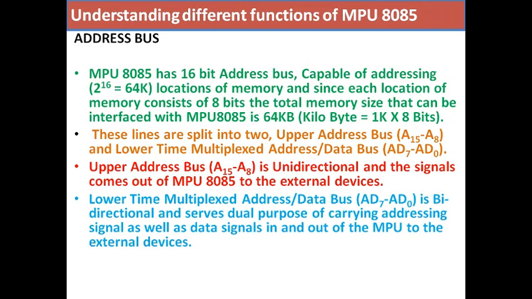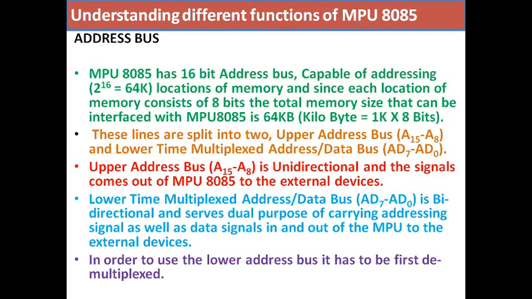But the lower order address bus is time multiplexed with the data bus, hence it serves dual purpose. It can carry address, it can also carry data, but since it is time multiplexed, if we want to use this bus, we will have to demultiplex it, and demultiplexing is carried out using demultiplexers and a signal called ALE.